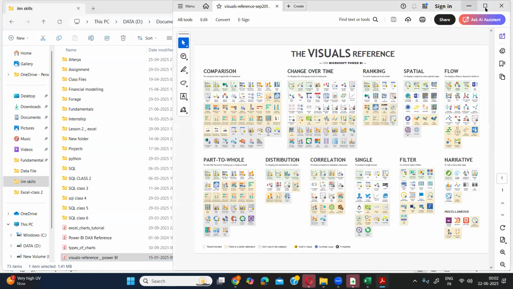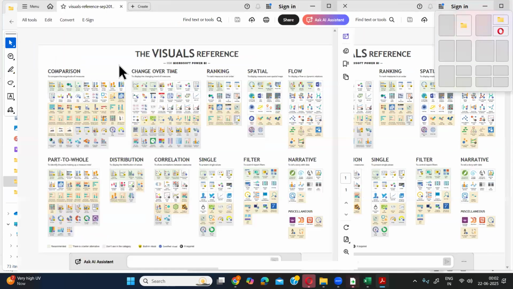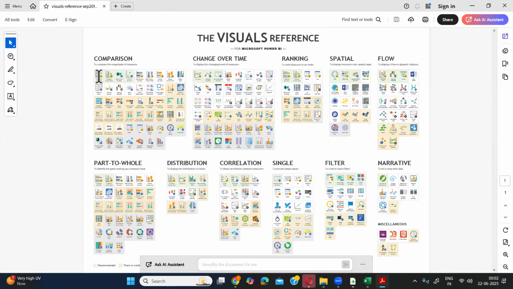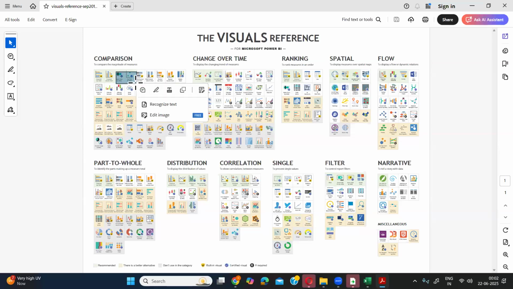So let's quickly go through it. First, comparison. For comparison, the best plot is always this green color one. These are advanced plots, from R and other tools, so don't look at those. For comparison, go for either bar or column. For change over time, if you want to represent something with time, we go for line. Again, these two are advanced plots by Python and R. With Excel and Power BI you can produce these two.